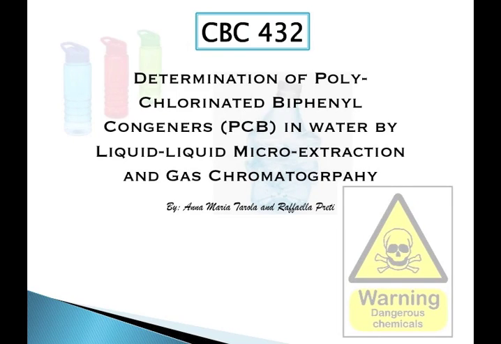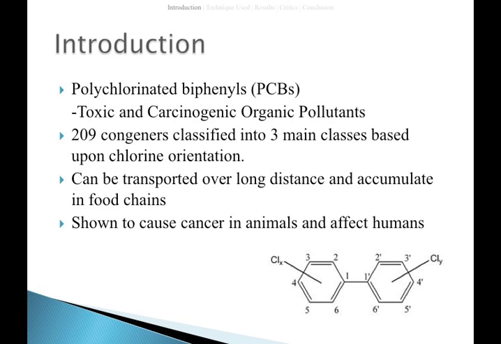Our project is about determination of polychlorinated biphenyl congeners, otherwise known as PCBs, in water by liquid-liquid microextraction and gas chromatography. PCBs are toxic and carcinogenic organic pollutants. Altogether, there are 209 congeners, which are classified into 3 main classes based upon chlorine orientation. They can be transported over long distances through soil and sediments and accumulate in food chains. They also pose dangers to human health.